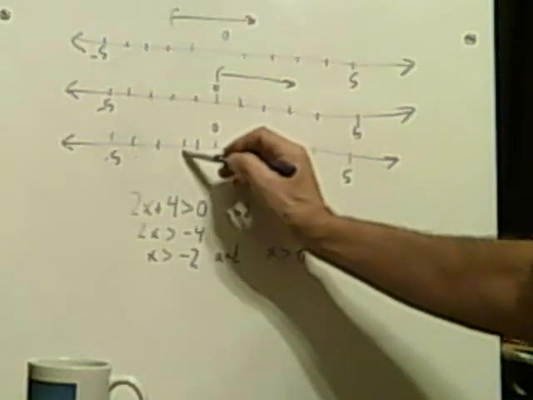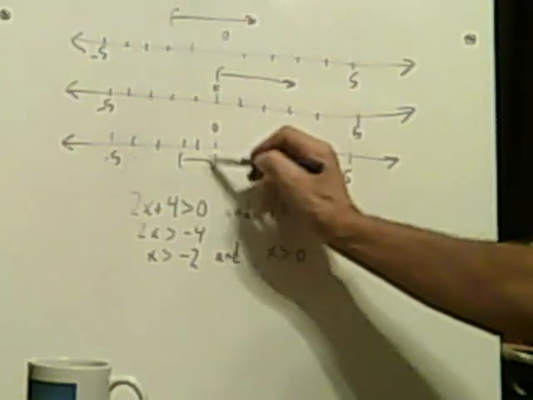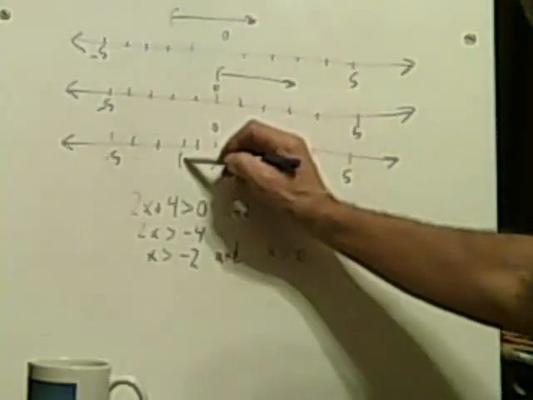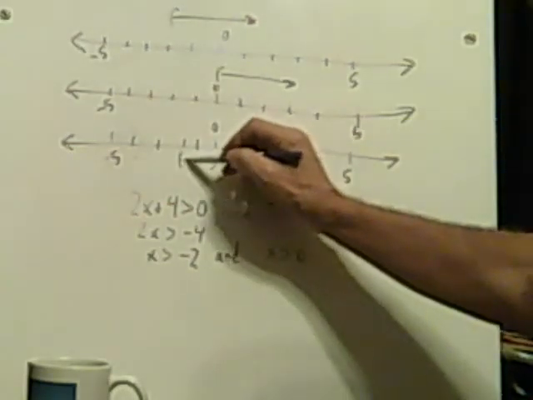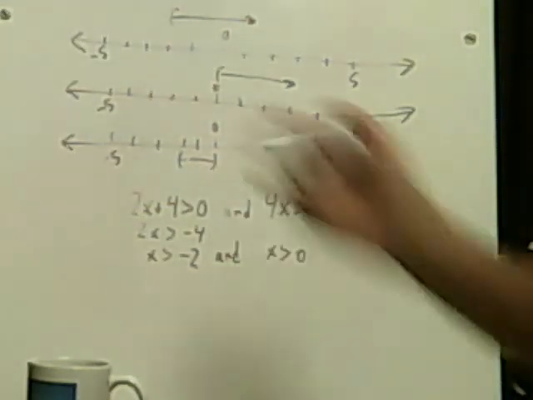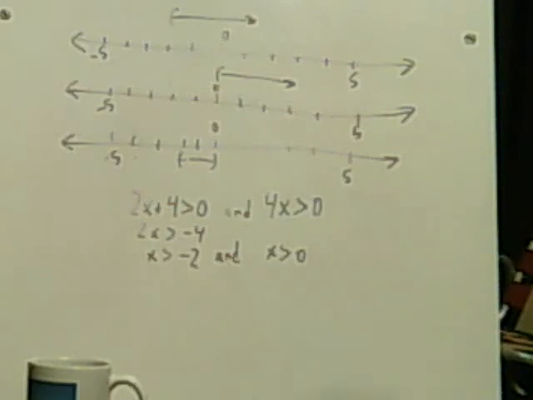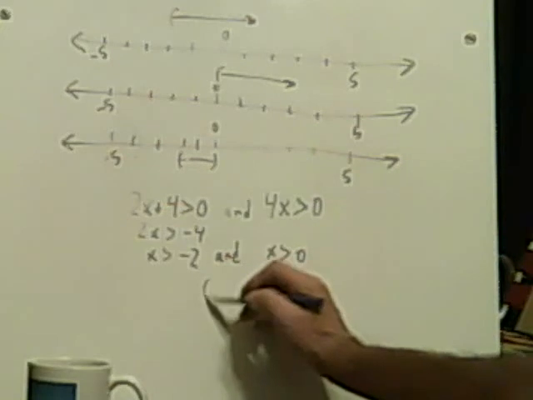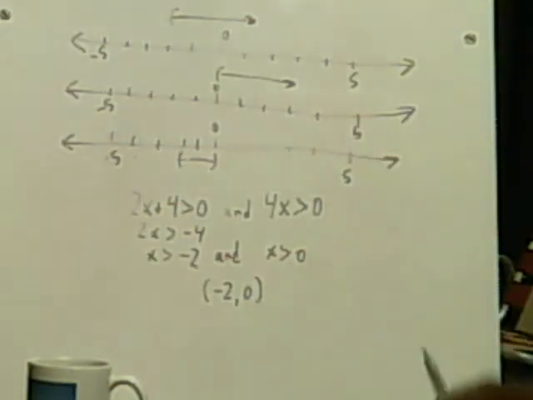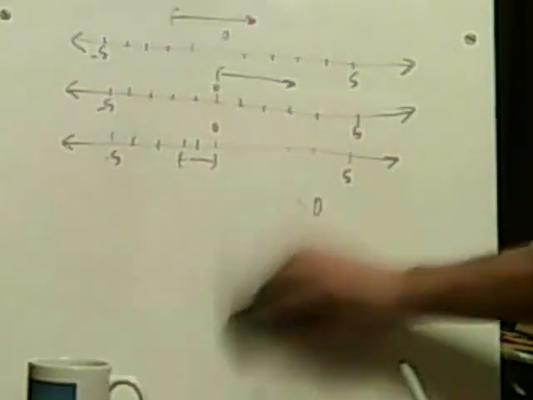So what you're going to do is you're going to go from negative 2 to 0, and it's going to be an open interval. Open interval means it does not include the endpoints. Closed interval means that it includes the endpoints. The open interval has the parentheses, or the round bracket, and the closed interval has the square bracket. So the answer on this is going to be negative 2, 0. Okay, let's go to number 24.